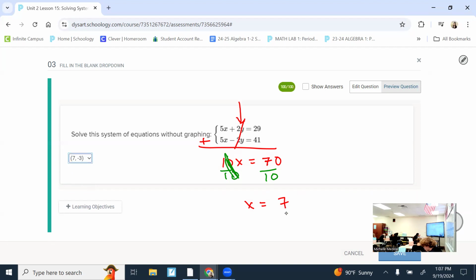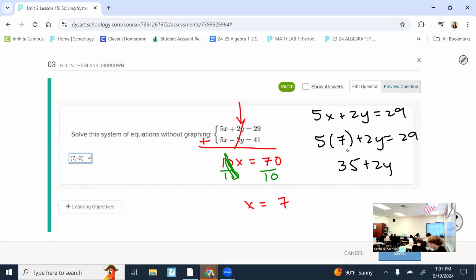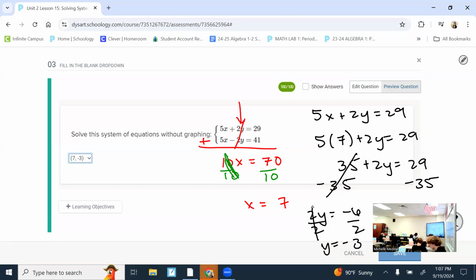But ordinarily, to find my y, I would plug it back into one of the originals. It doesn't matter which one. So I'm just going to pick the top one. And when I do that and start isolating the y, 5 times 7 is 35. I would subtract 35 on each side. I get 2y equals -6. Dividing by 2 on each side, that's how I get that y equals -6. But if it's multiple choice and only one choice has the correct x, then that makes it easier.